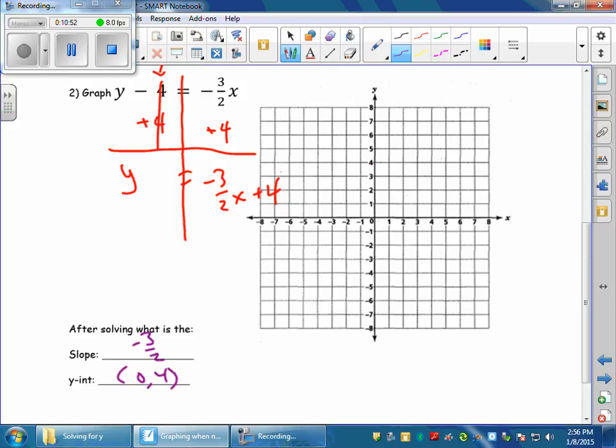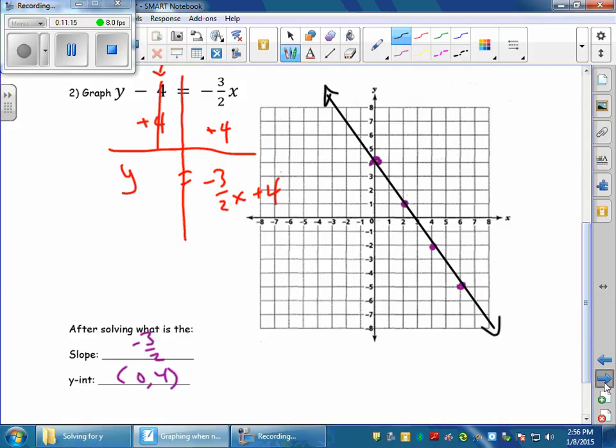So now let's graph this. (0, 4), go down 1, 2, 3, and over 1, 2. And if I do that a couple times, down 1, 2, 3, over 1, 2, I will get a nice looking line. Make sure your line goes all the way across your graph, and make sure it has arrows on it, please. All right, so there's the first one.